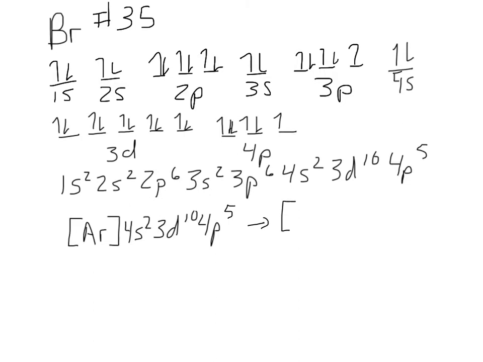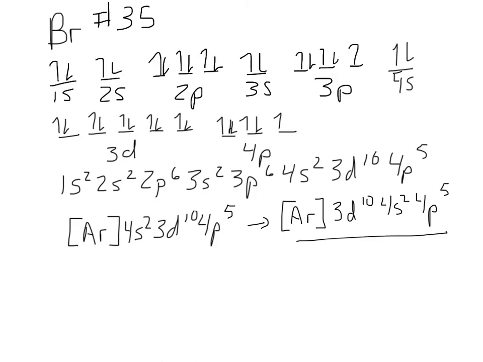Now remember, with the abbreviated or the noble gas configuration, you've got to rearrange it. So you've got to put argon, and then you've got to go shell out. So the closest shell in, which is the 3d10, goes first, and then the 4s2, and then the 4p5. That's the abbreviated version right there.